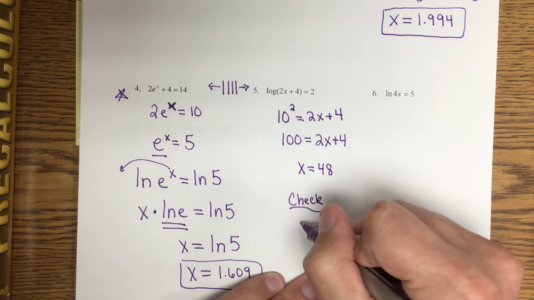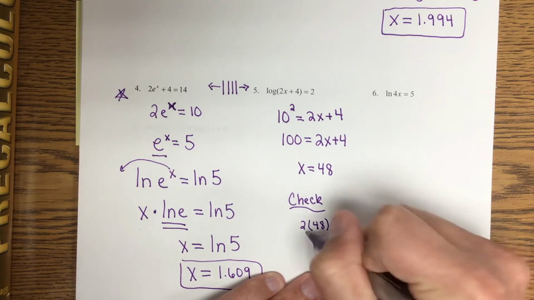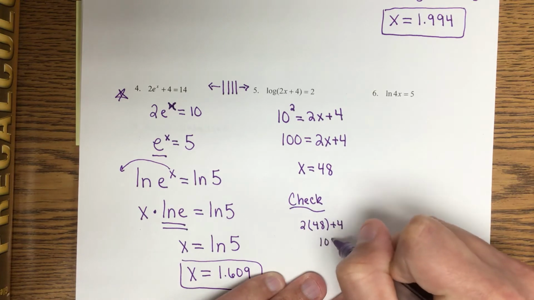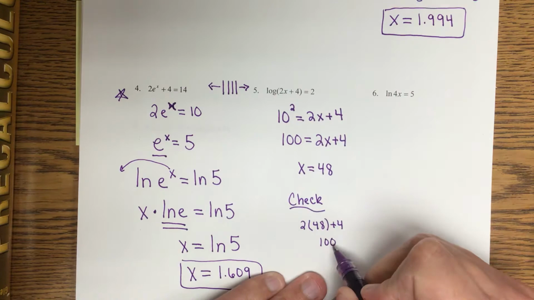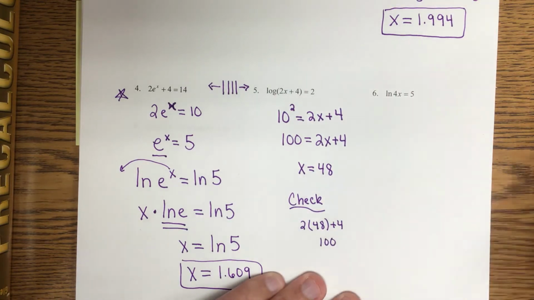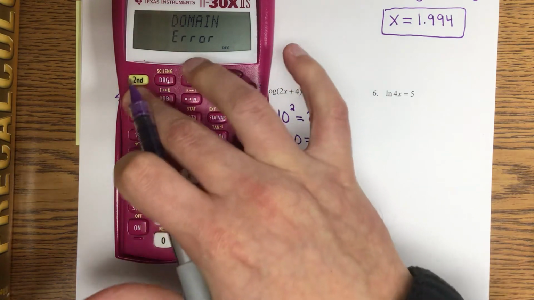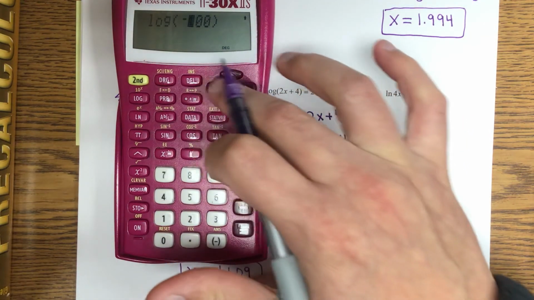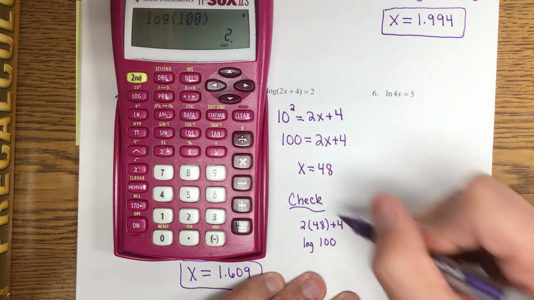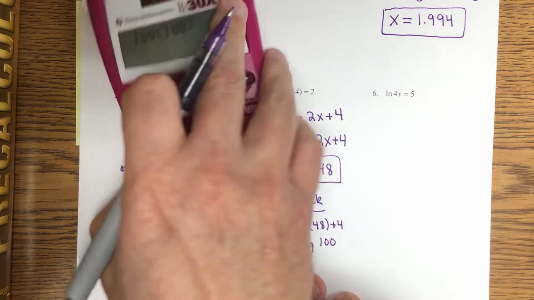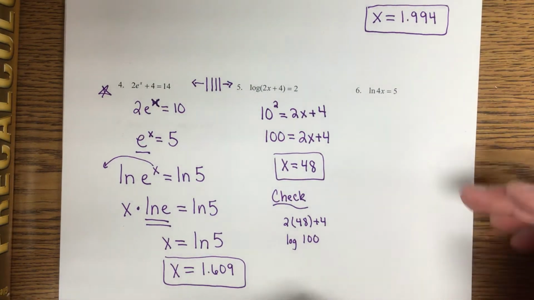So all I'm going to do is just real fast think about what this is. 2 times 48 is 96. 96 plus 4 is 100. And I can take the log of 100. That's no problem. And actually, if I take the log of 100, I get back 2, which is what I have here. So I do need to check when the problem has a log, because I don't want to take the log of 0 or a negative number.